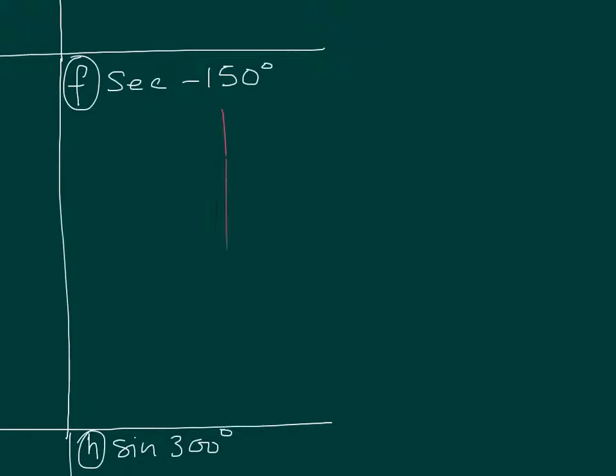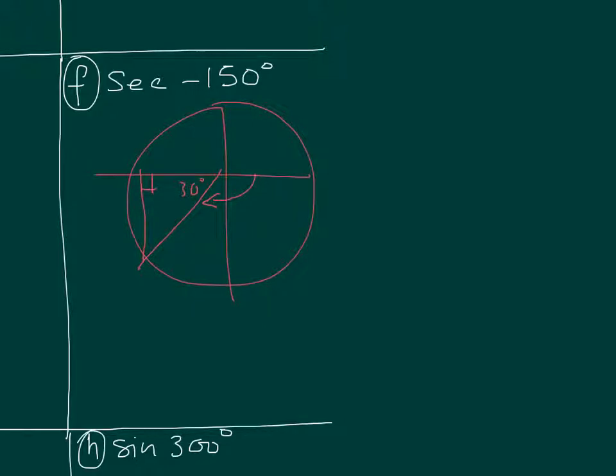Part F, we're going to draw the negative 150 degree, and we're going to look at the reference angle of 30, form a right triangle, label the sides, answer the question. Secant is the reciprocal of a cosine, so it's going to be 2 over negative rad 3. Rationalize it, and the answer will be negative 2 rad 3 over 3.